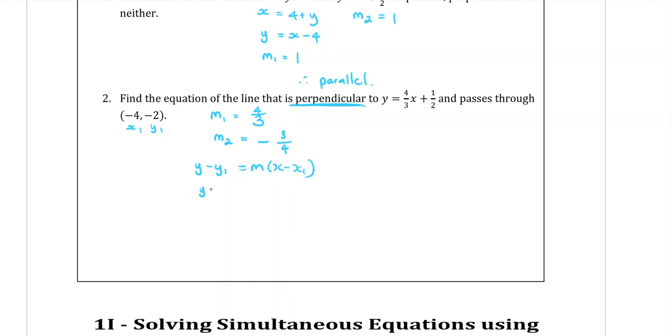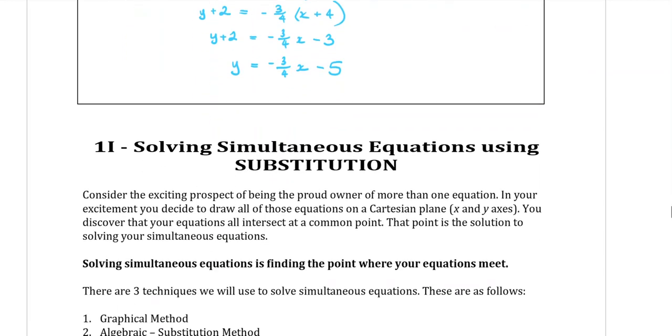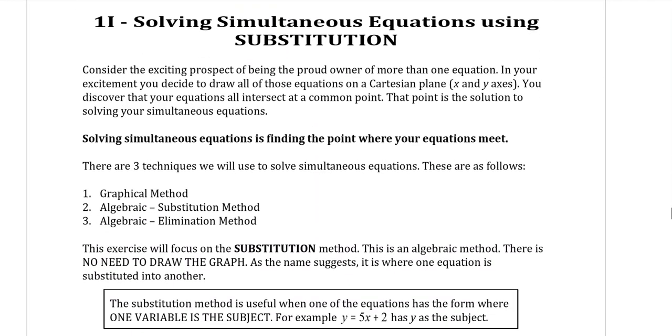So that would be y minus minus 2, which makes it plus, equals minus 3 over 4 times x minus minus, which makes it plus 4. Expanding the bracket, we get minus 3 over 4x. Minus 3 over 4 times 4 is minus 3. Then subtract 2 over to the right-hand side, so minus 3 minus 2 makes negative 5. Okay, hopefully you remember that. If not, there's still time to practice more if you need to.